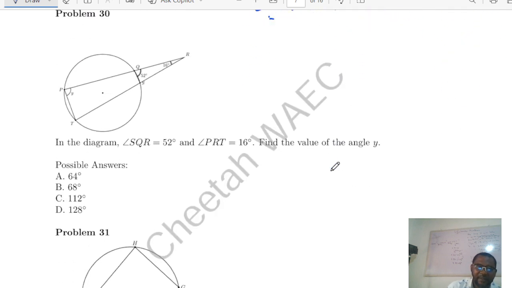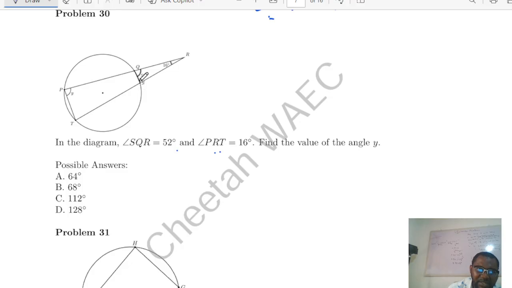Very interesting. Now the next one says, in the diagram, angle SQR is equal to 52 degrees. Angle XQR is 52 degrees. And angle PRT is 16 degrees. Angle PRT, okay, that's it here, 16 degrees. Find the value of angle Y. Okay, this is quite easy. Angle Y shouldn't be a problem.